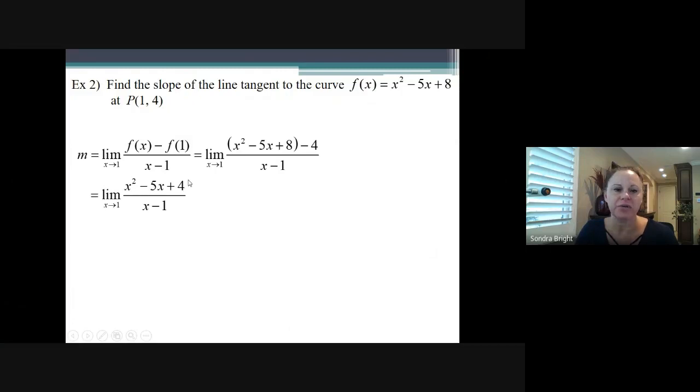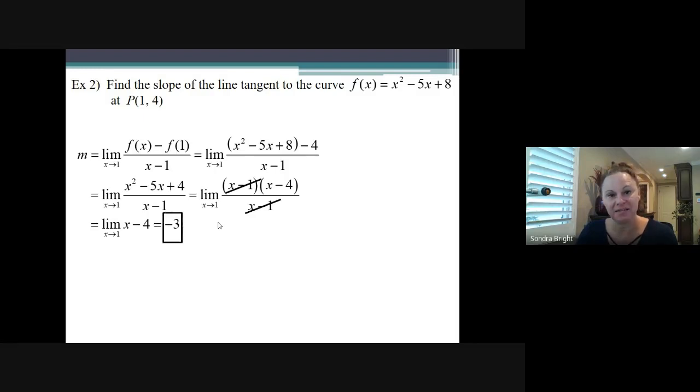Then what you want to do: can you plug a 1 in? No, because you've got this divided by 0, and you'll have 0 over 0. So let's see, can we factor the top? Two numbers that multiply to 4 but add to negative 5 would be an x minus 1 and an x minus 4. Oh, yay, because now our x minus 1's cancel, and you're left with taking the limit of x minus 4 as x approaches 1, and so now you can plug it in and you get a negative 3.